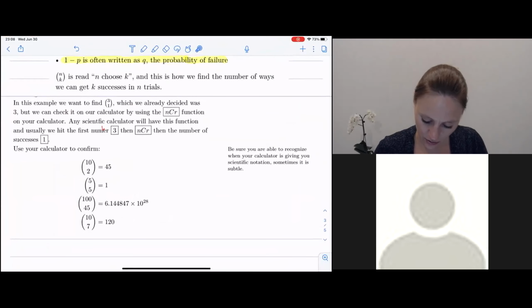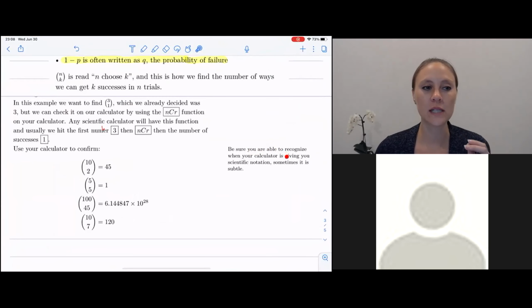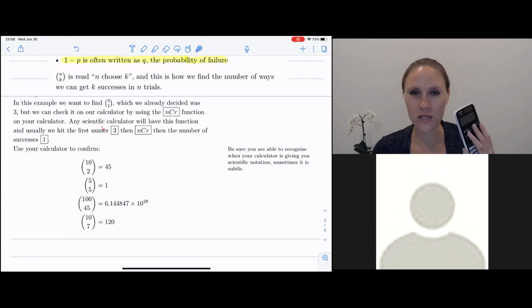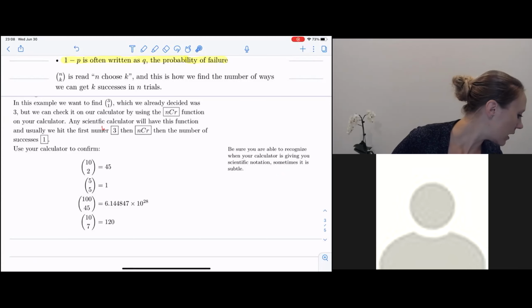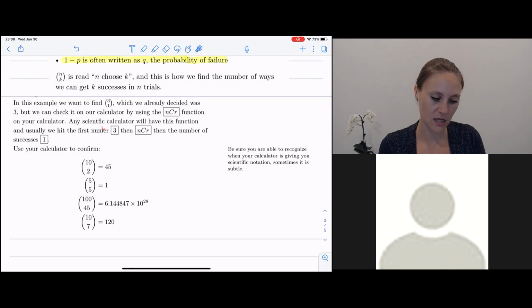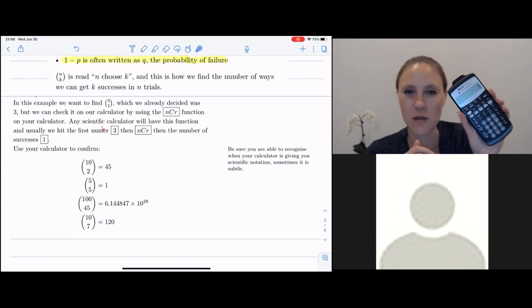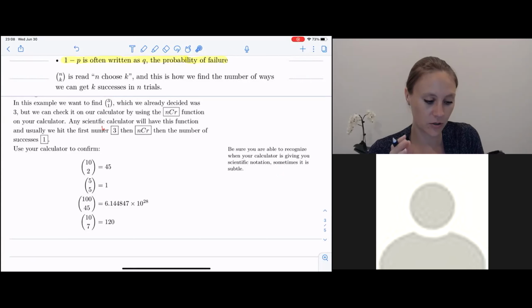I've got a side note here that you really need to be able to recognize when your calculator is giving you scientific notation, because sometimes it's very, very subtle. This one is an engineering calculator, so it does it. And you might not even be able to see, but I've also got this business math calculator. Great for doing business math, terrible for everything else.